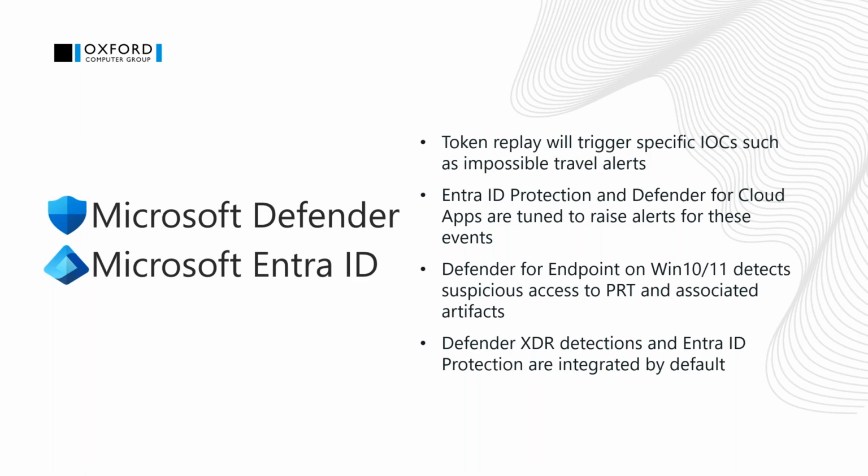Now, Entra ID Protection, that feature of Entra ID P2, and Defender for Cloud Apps, those two are tuned to raise alerts for these types of events. So by default, that capability and that integration is turned on. So you don't really have to do anything there if you're using Defender for Cloud Apps and Entra ID Protection. Those alerts are going to be raised as well. But if you have a third-party solution, make sure that you're looking for those impossible travel alerts, because that's usually the first sign.